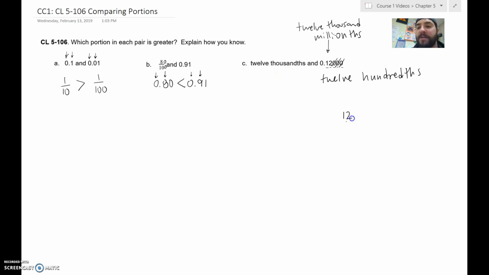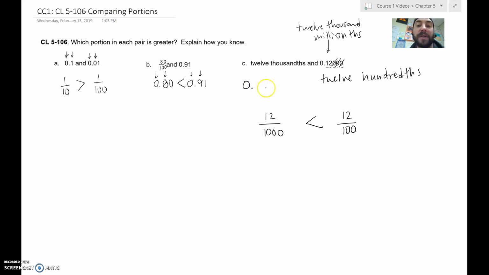Well, 12 hundredths is that. 12 thousandths is that. And if you had the denominators that are the same, you could just say this would be 120 thousandths, right? So I know that this is larger. You could also compare it just by saying 12 thousandths. What is that as a decimal?